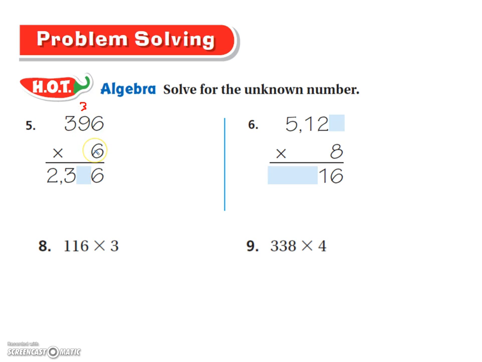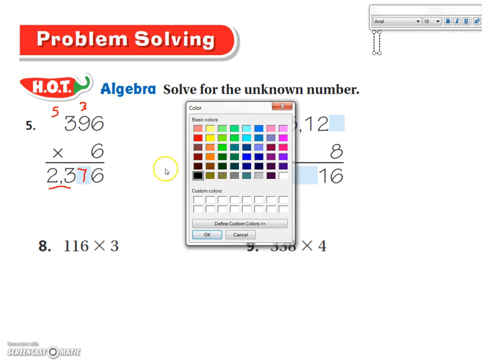9 times 6 is 54. If I add 3, that's 57. The 7 goes here, and the 5 goes up here. 6 times 3 is 18, plus 5 is 23. So, and this is 23, so it looks like I did it right. This one here is a little bit more complicated. I have to multiply something by 8 and get a number that ends in 6. So I'm going to do my 8's tables just to illustrate how this would work.